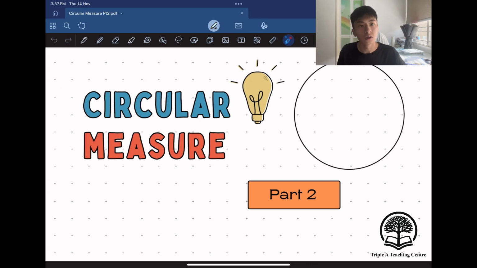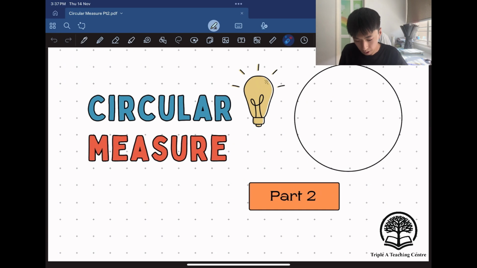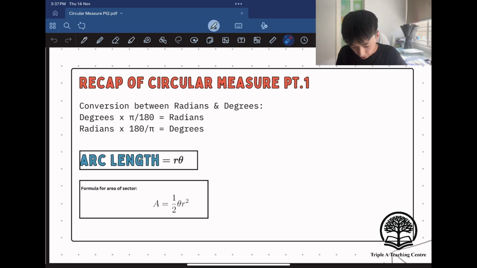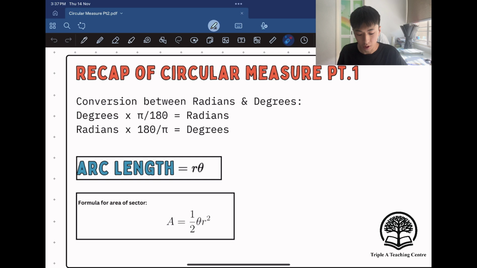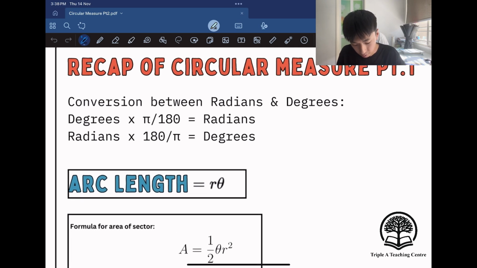Today we will be learning circular measure part 2, a continuation to our previous part 1. So let's have a quick recap of what's in part 1. We learned how to convert between radians and degrees. Do you still remember? To convert degrees to radians, you simply times pi divided by 180 and you get radians. To do the opposite, you simply times 180 and divide by pi. You can see over here, it's actually the opposite of each other.